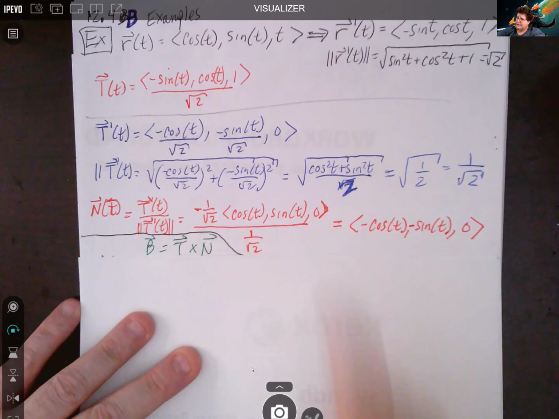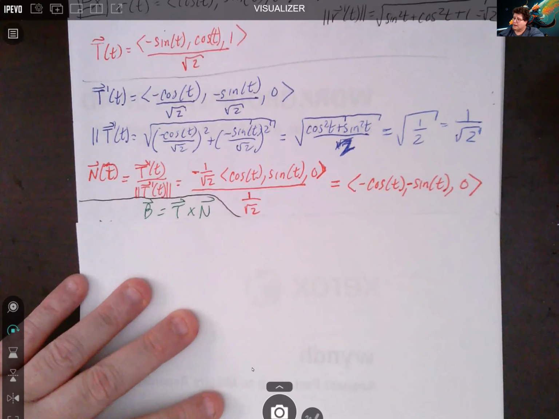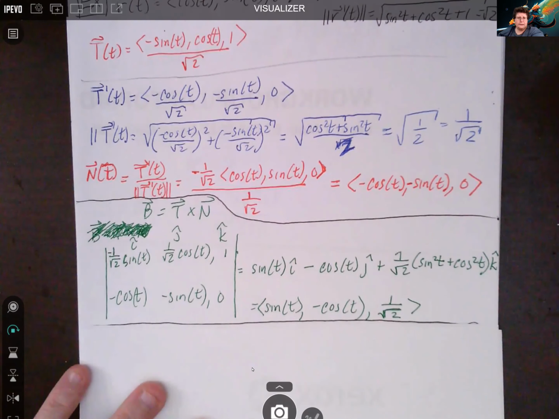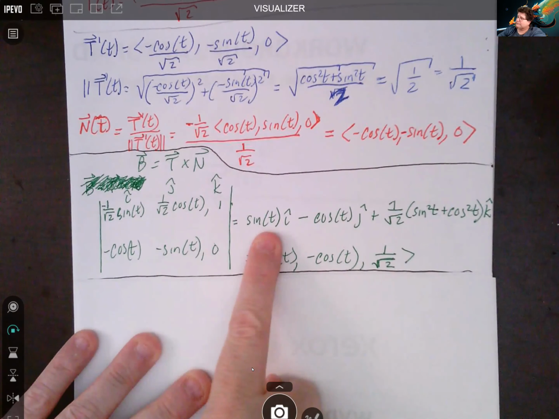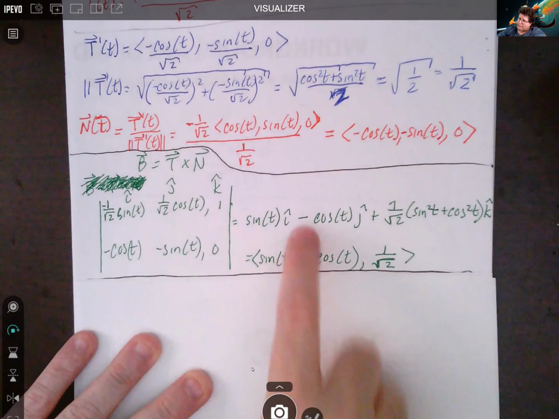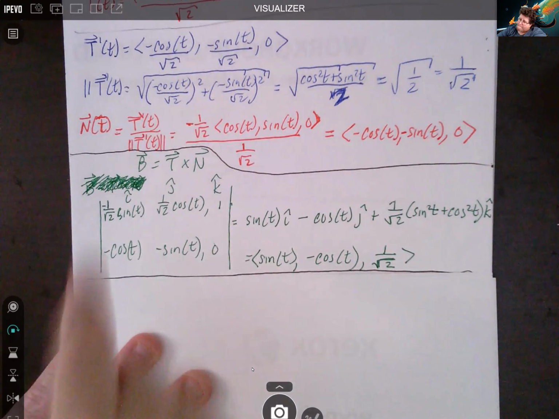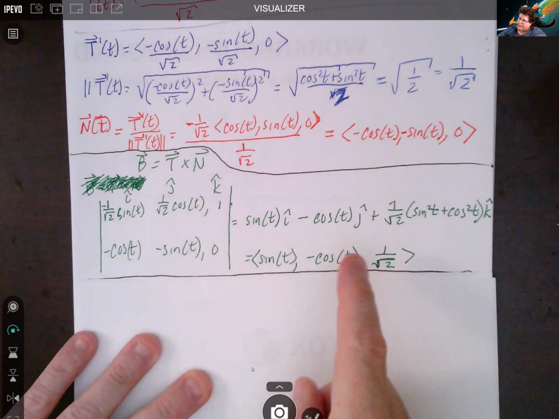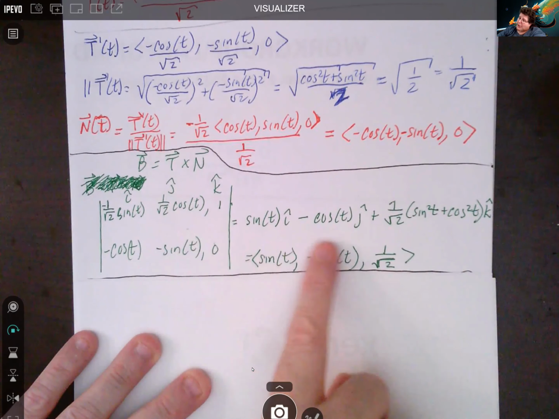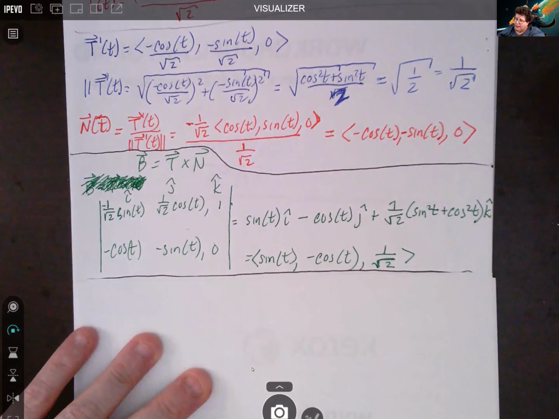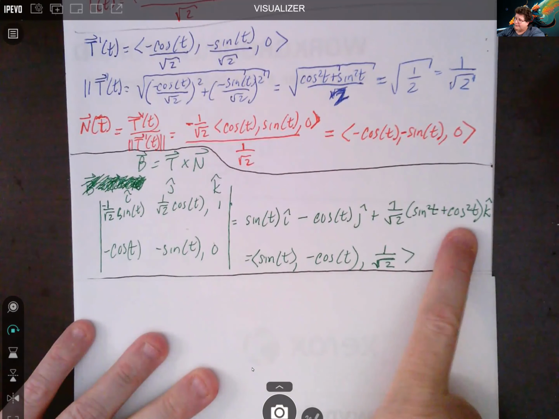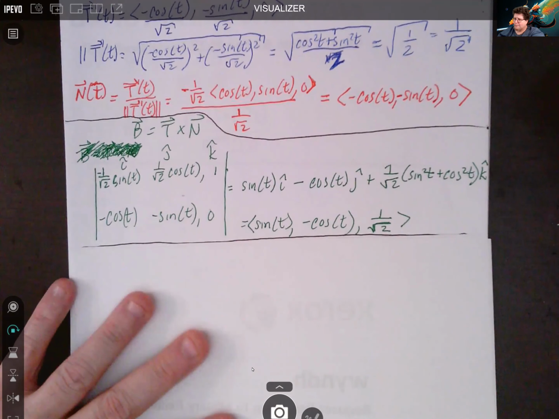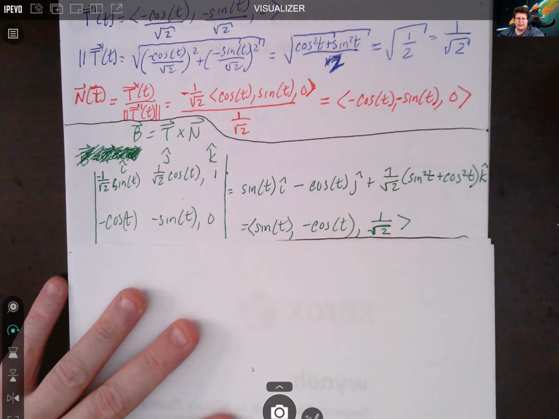Now we're going to use t and n here to find b. So let's do our cross product. In the i component, I end up with minus a negative sine, which gives me plus sine. Then for the j component, we have a minus already, and then I've got minus a negative cosine. Minus a negative makes a positive cosine, but then we have the negative from the j vector part of it, so negative cosine for our j component. When we do these, you'll notice we get sine squared and cosine squared, both with a 1 over root 2. That simplifies since sine squared plus cosine squared equals 1, so this becomes 1 over root 2. And our b vector is sine of t, negative cosine of t, and 1 over root 2.